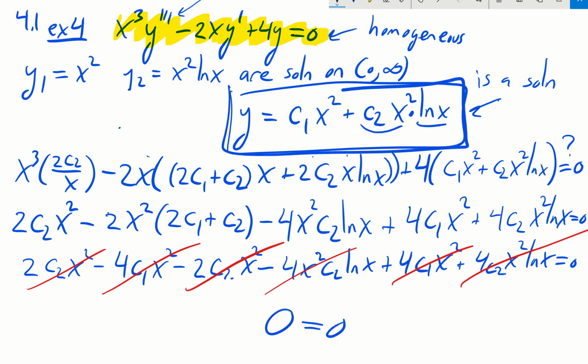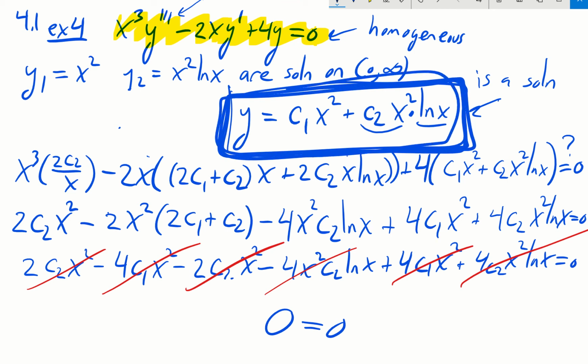So this function, which was obtained by the superposition of these two solutions, is indeed a solution to the homogeneous linear differential equation. So hopefully we don't have any doubt any longer about the superposition principle. It certainly works.